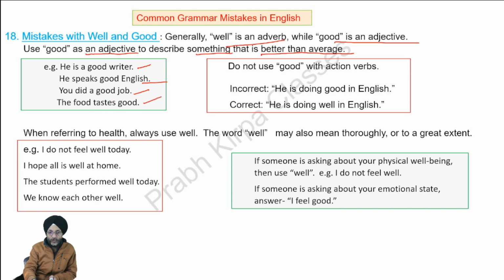The food tastes good. Do not use good with action verbs. He is doing good in English. This is incorrect. Do is an action. So the correct sentence will be: he is doing well in English.